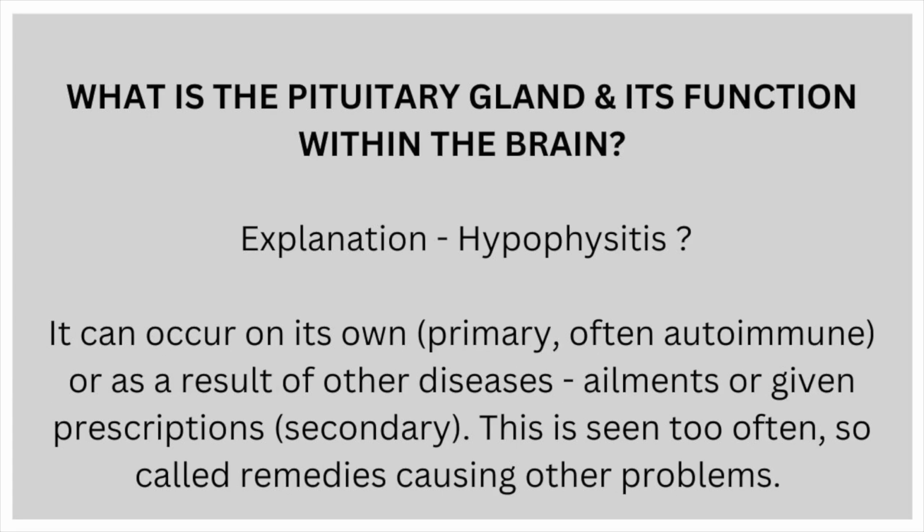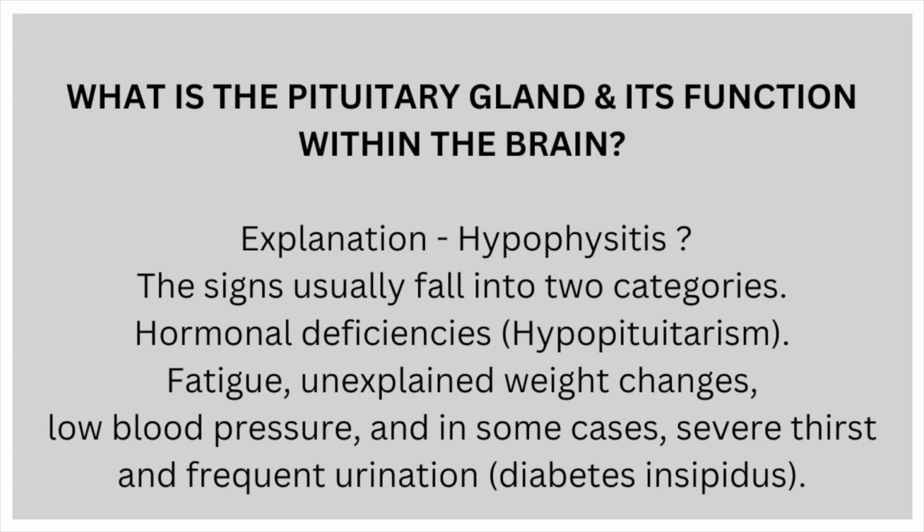It can occur on its own, primarily, often autoimmune, or as a result of other ailments or given prescriptions as a secondary factor. Given prescriptions causing other ailments is seen way too often, these so-called remedies causing other problems. The signs of this usually fall into two categories, one being hormonal deficiency, fatigue, unexplained weight changes, low blood pressure, and in some cases severe thirst and frequent urination, this being diabetes insipidus.